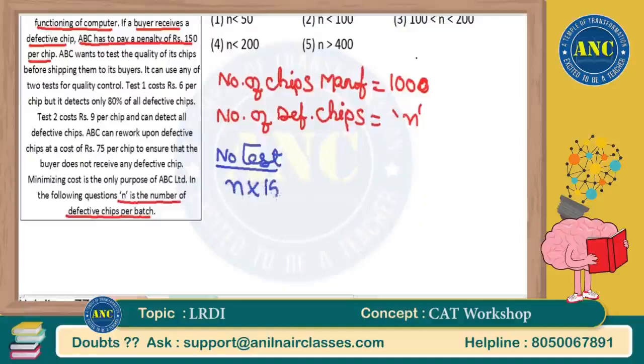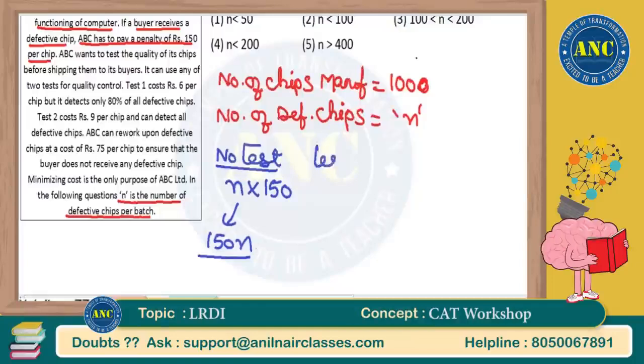Customer has penalized ANC with 150 rupees. So no test means 150 N. The number of defective chips is N. If a defective chip reaches the customer, the customer will sue ANC with a penalty of 150 rupees. So no test is 150 into N. Now ANC is losing a lot of money in paying penalties.